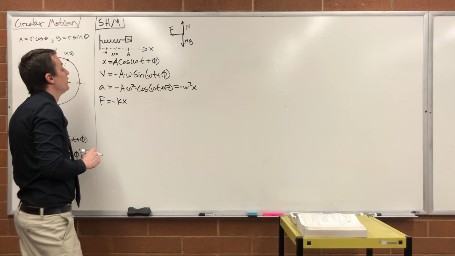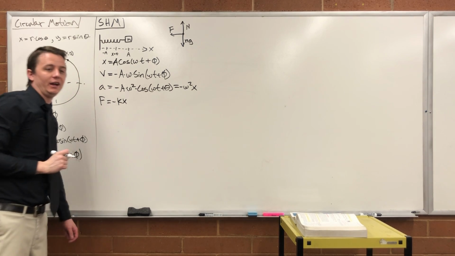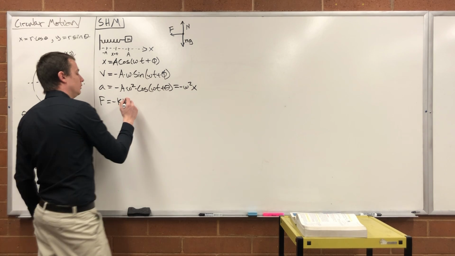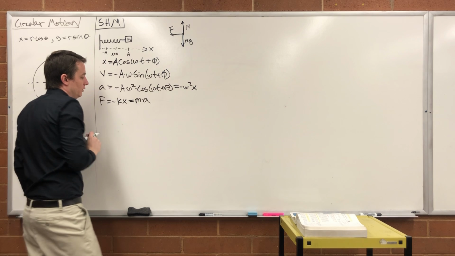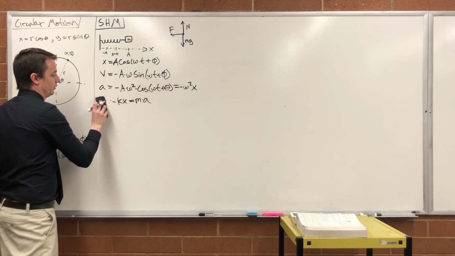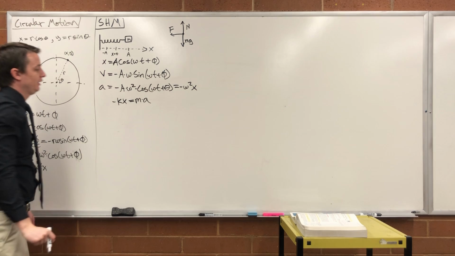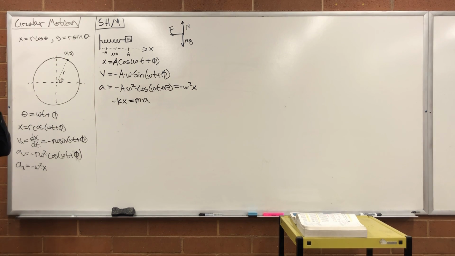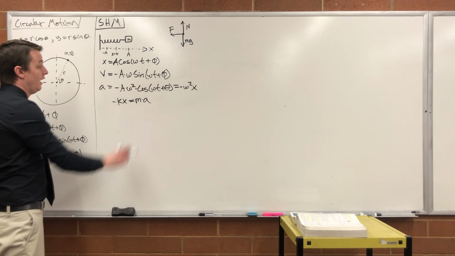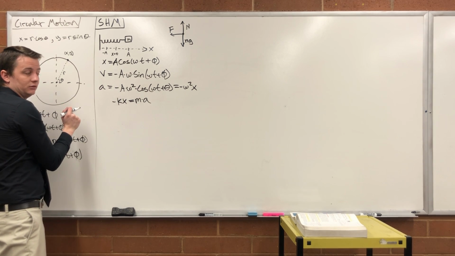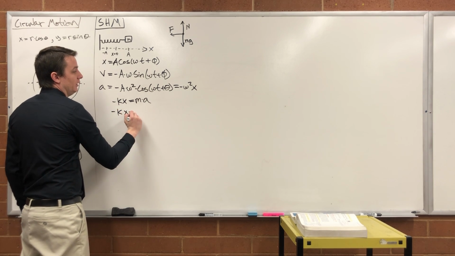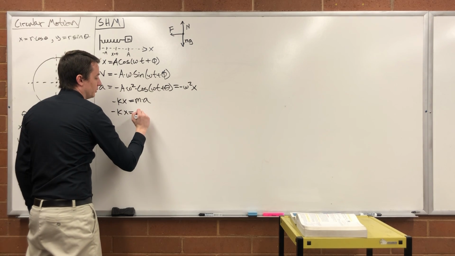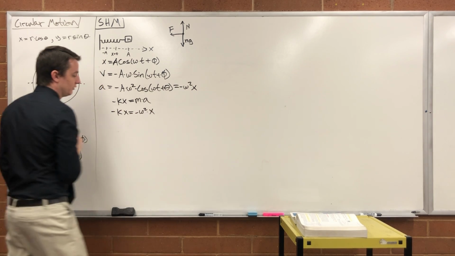Okay, so we have force is equal to negative kx, but what else do we know force is equal to? Mass times acceleration. So let's focus on this equation for a second. I know negative kx is equal to mass times acceleration. And I have an acceleration function here now, right? So just plug in. So now I know that negative kx has to be equal to mass times negative omega squared times x.